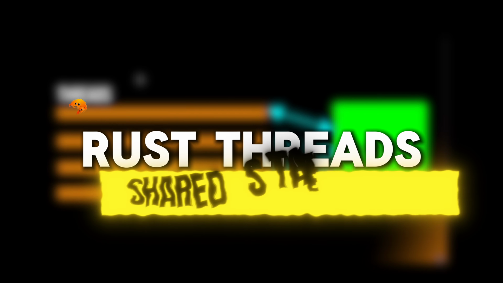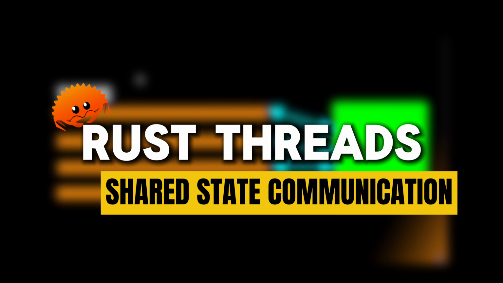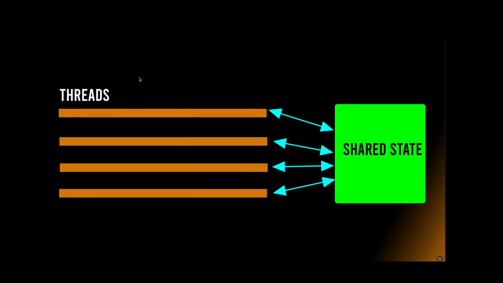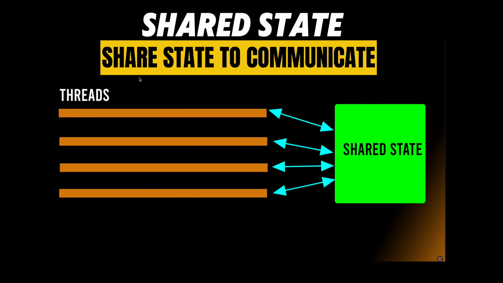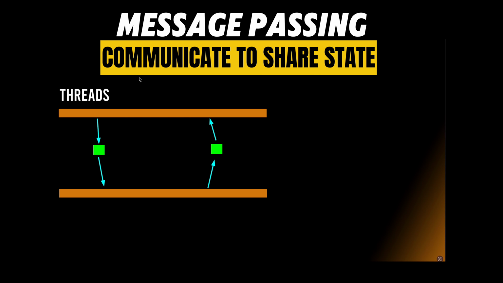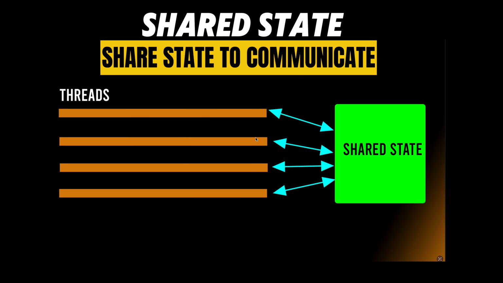In this video, we are going to continue from where we left off in the last video. We're going to talk about communication between the threads. Like I explained towards the end of the last video, we have two different approaches when it comes to communication between threads. One is where we use a shared state to communicate. The other technique is message passing, where we communicate to share state. In today's video, we're going to focus on the first approach, where we use a shared state to communicate.